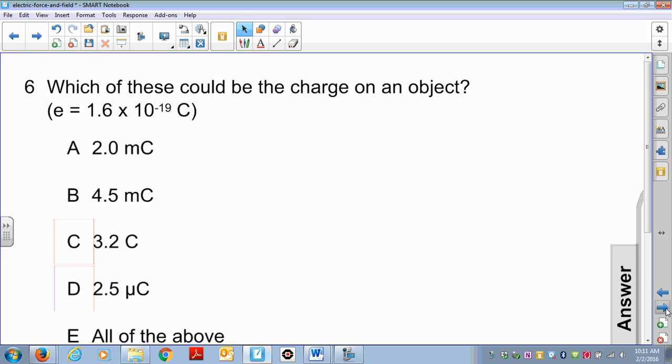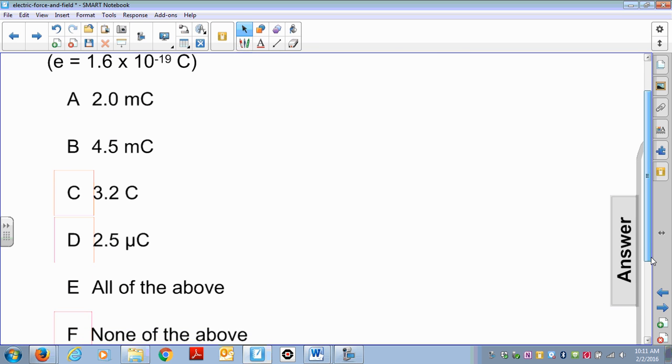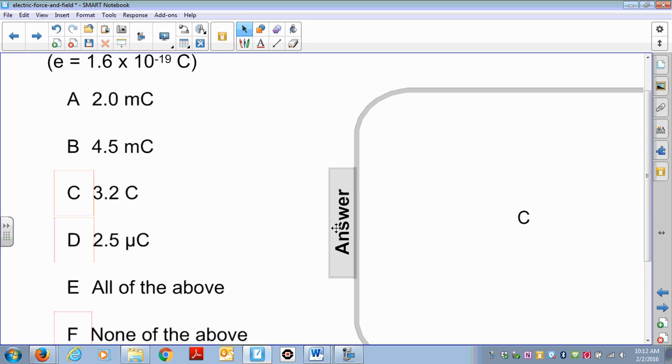Which of these could be the charge on an object? Again, using e equals 1.6 times 10 to the minus 19 coulombs. Go ahead and pause the video now. Okay, so let's see if you've chosen the correct answer. The correct answer again is C.